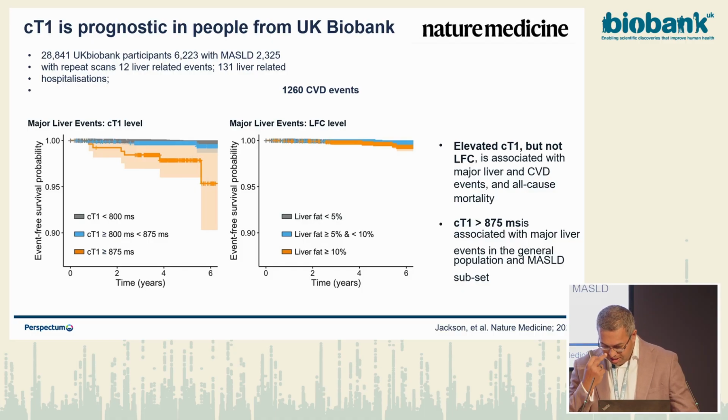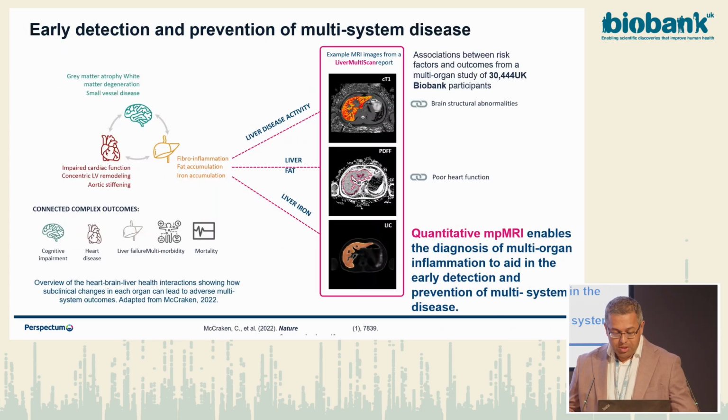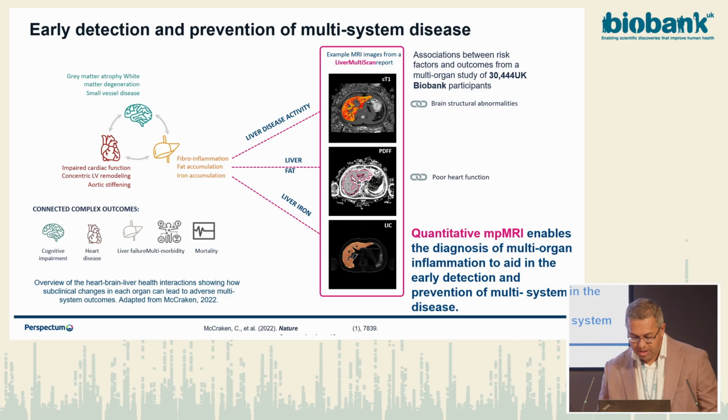So this was published in May this year. So effectively, if you had liver inflammation, you are more likely to have heart attacks, incident heart failure, or cardiac hospitalization. Now that should be pivotal for those of you involved in cardiovascular outcome studies. We've also been part of groups, including with Oxford and with Imperial and others, that showed that quantitative multiparametric MRI across organs enables the diagnosis of multi-organ disease.